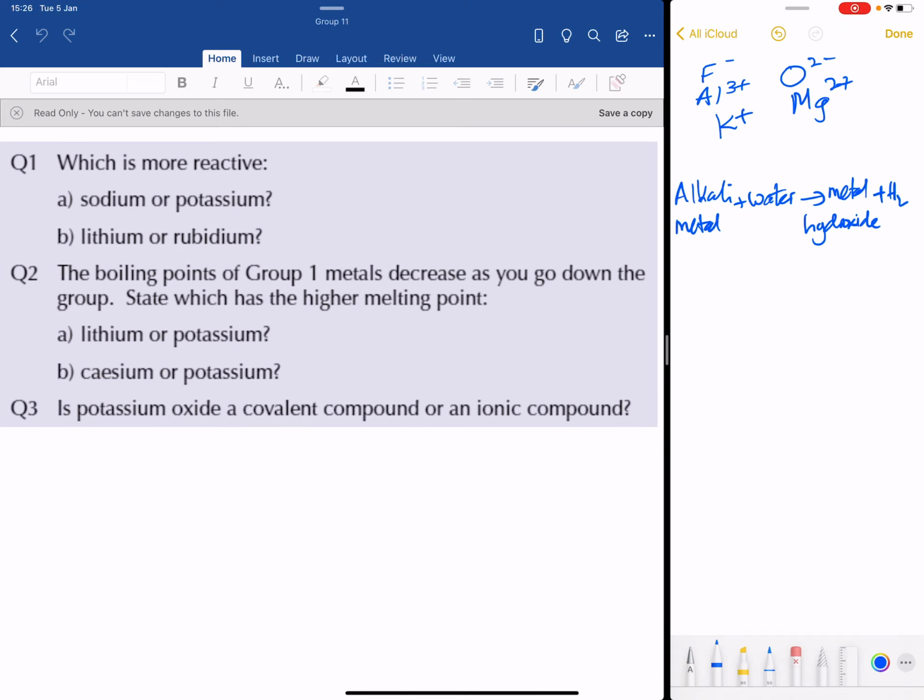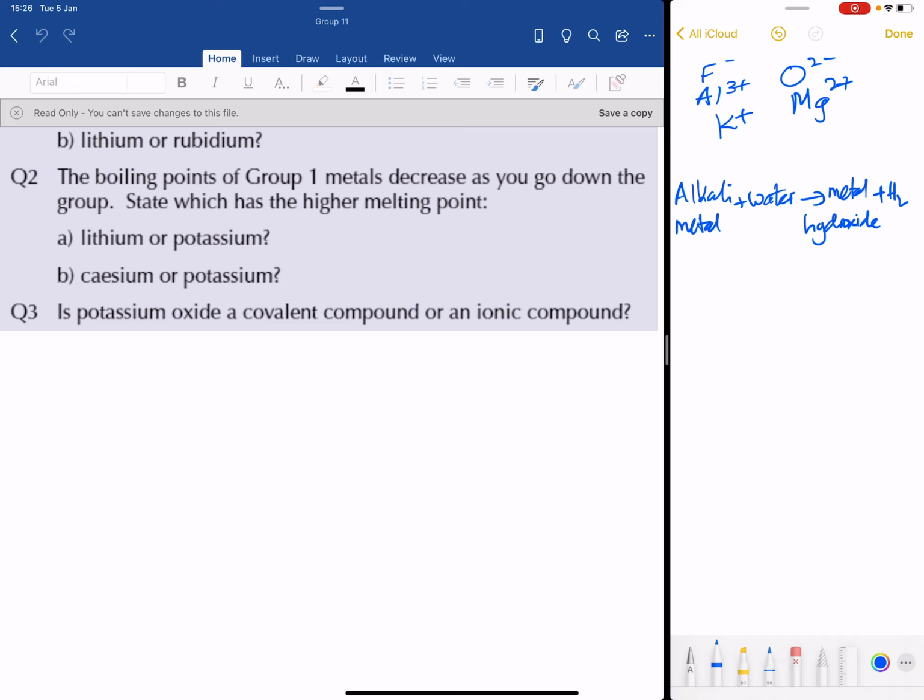Number 1, more reactive, sodium or potassium, it's potassium. As you go down the group, reactivity increases, so potassium is below sodium. Lithium or rubidium, it would be rubidium. Number 2, the boiling points of group 1 metals decrease as you go down the group. State which has a higher melting point. Well, if the boiling point decreases, lithium will have a higher melting point, and potassium for B. And is potassium oxide covalent or ionic? Well, potassium is a metal, oxygen is a non-metal, so the bonding between a metal and non-metal is ionic.